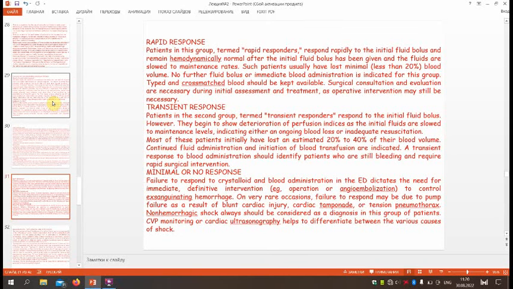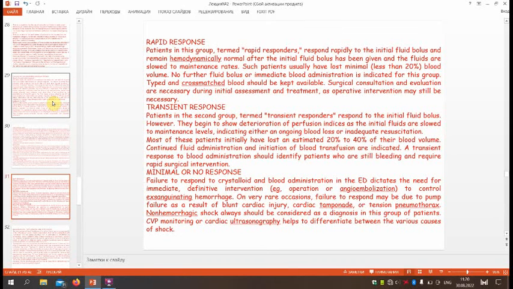Such patients usually have lost minimal, less than 20% blood volume. No further fluid bolus or immediate blood administration is indicated for this group. Typed and cross-matched blood should be kept available. Surgical consultation and evaluation are necessary during initial assessment, as operative intervention may still be necessary.